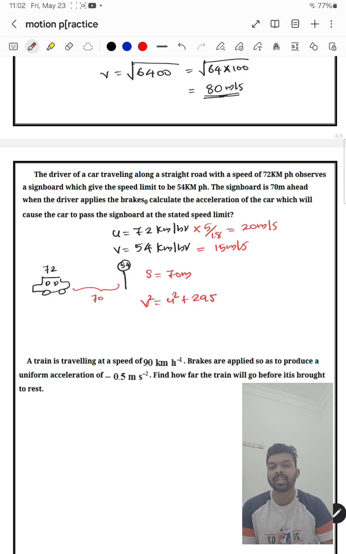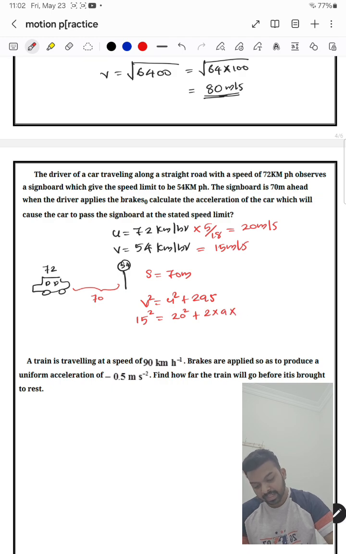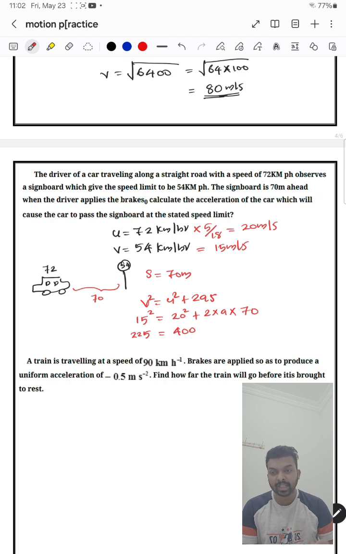Understand one thing here, the object is slowing from 72 km/h to 54 km/h, so the acceleration should be negative. So 15 square is equal to 20 square plus 2 into A into 70, isn't it? 15 square is 225, equal to 400 plus 2 into A into 70.